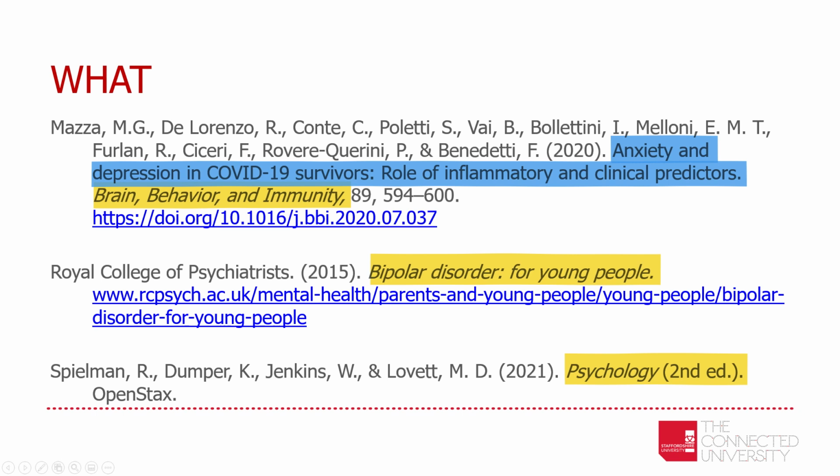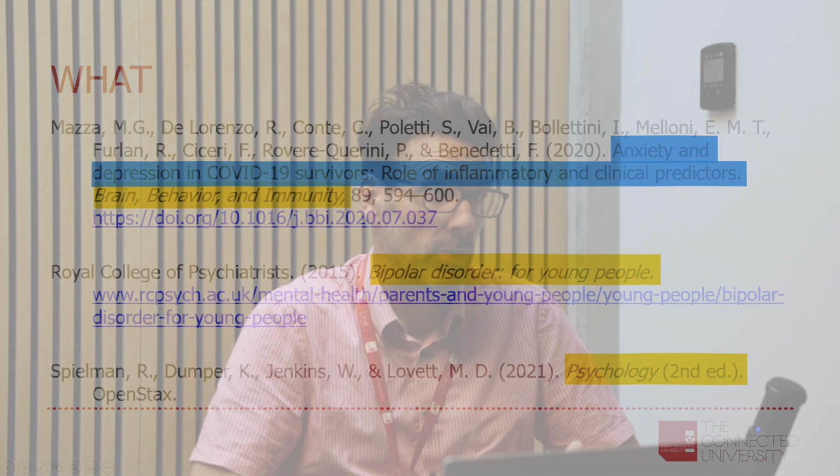The title of the work that stands out alone is always put in italics, and capitalised in sentence case. As you can see there, we've got Royal College of Psychiatrists in italics. We've got the name in italics. So that's the main thing to remember with the what: make sure it's in italics.